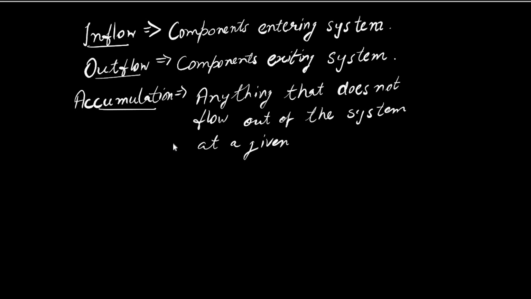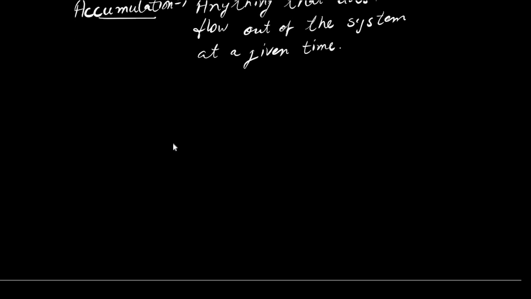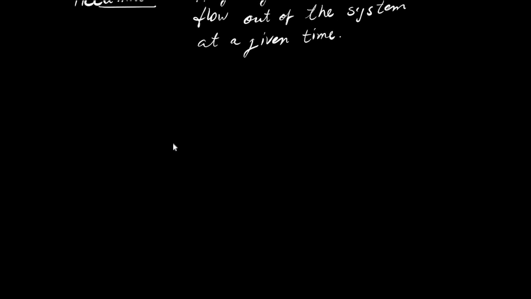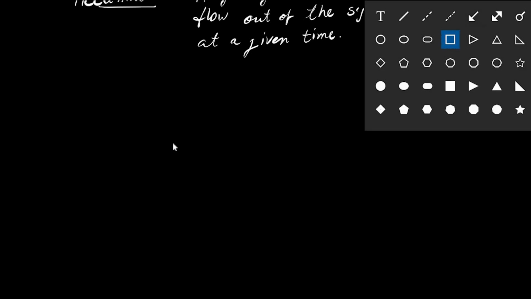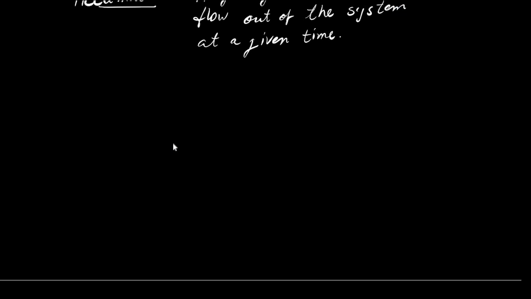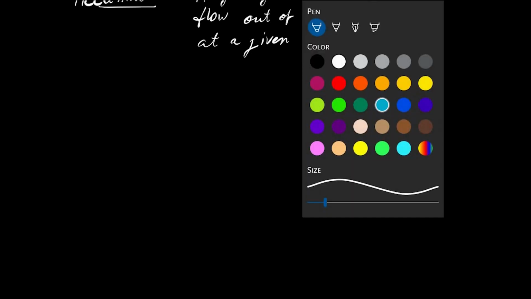Now, why at a given time? Because with respect to time, some of the accumulation may move out, some of the accumulation may get converted into outflow. So that's why at a specified time, or a given time, the accumulated material does not move out of the system. Let's see it practically. Let's illustrate an example and you will understand what I mean by that. So let me draw something. Let's draw a container. Let's use a different color.